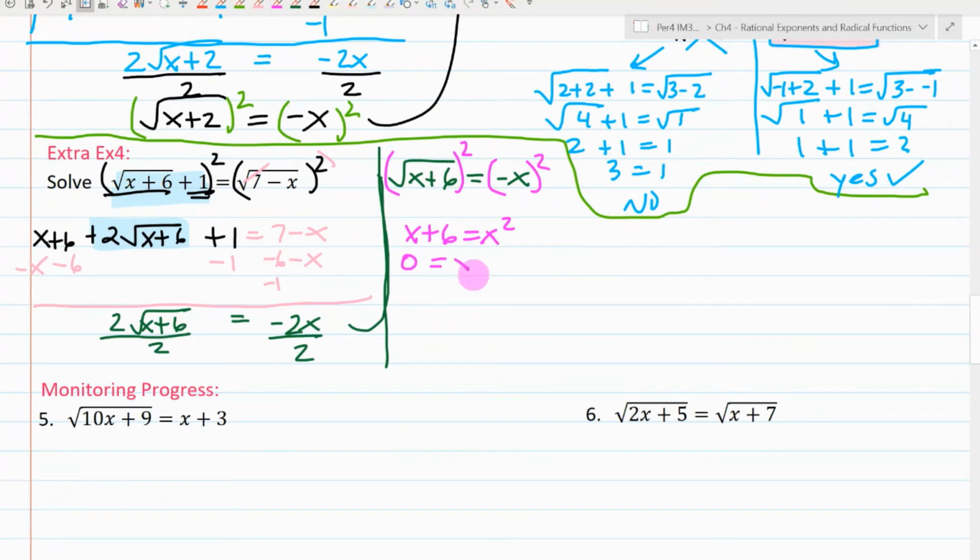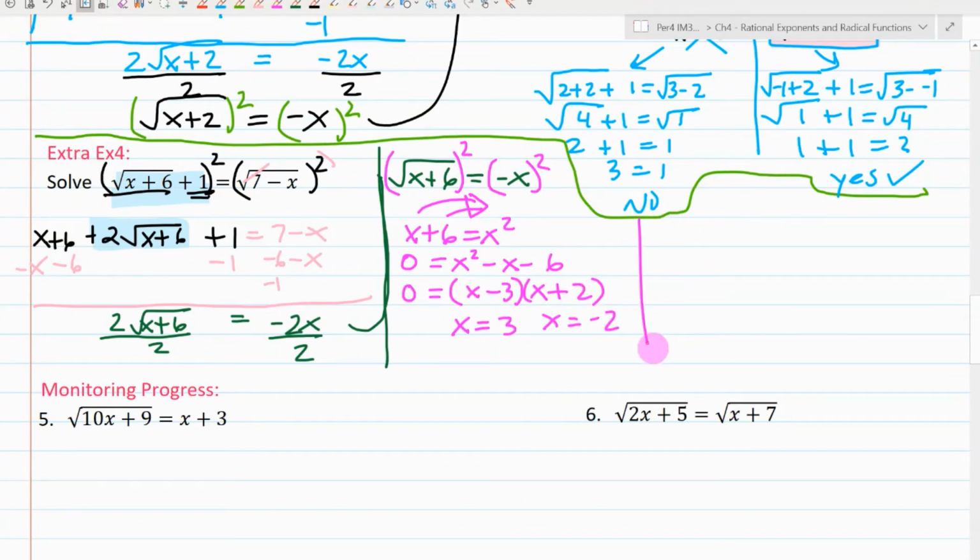Then 0 equals x squared minus x minus 6. I'm going to move both of those over. So 0 is equal to x minus 3 and x plus 2. So x is equal to 3, x is equal to negative 2. So in the original equation, I need to try these.